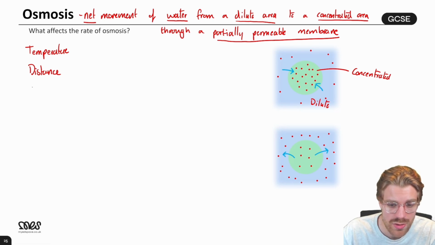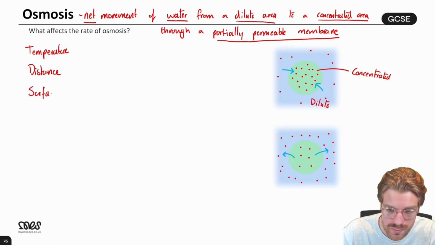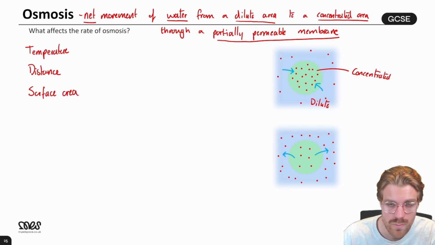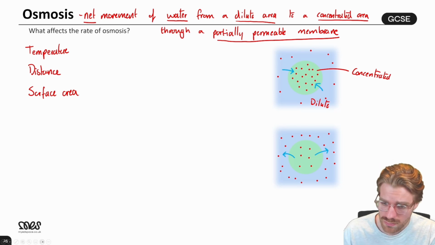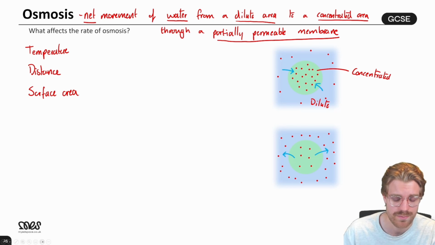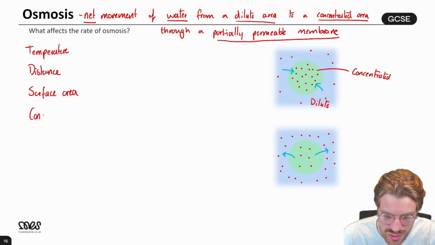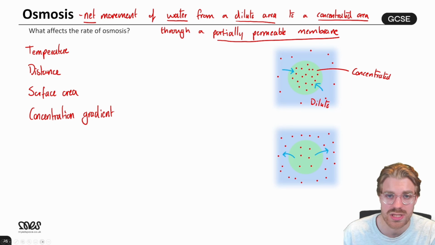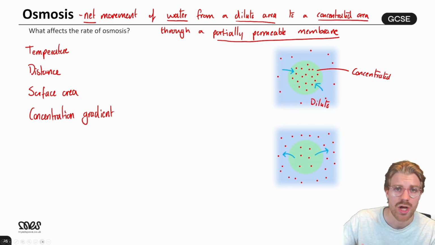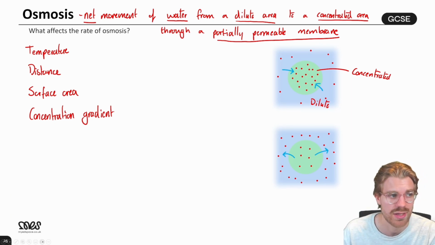We could talk about the surface area. When we talk about the surface area, the greater the surface area, the more area there is for the absorption of water, and so the greater the rate of osmosis. A good example of increasing surface area would be the root hair cell. And also we have concentration gradient. The greater the difference in concentration, the greater the difference between the dilute area and the concentrated area, the greater the rate of osmosis is going to be.